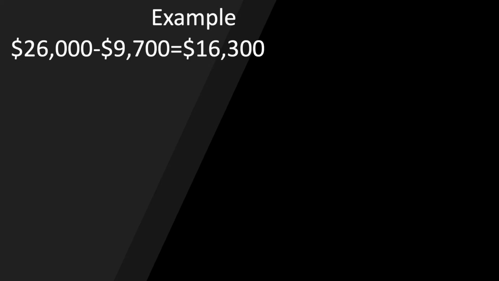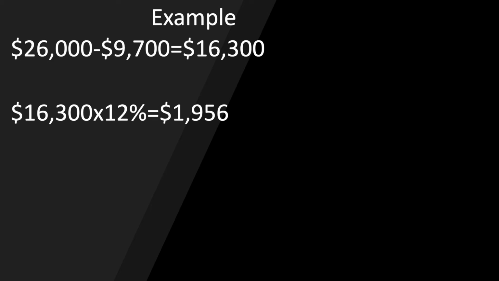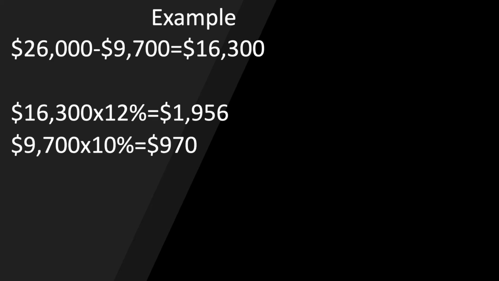Then we multiply that amount by 12% to get $1,956. Then we multiply the remaining $9,700 by 10% to get $970. Now we add our amounts together to get $2,926 total tax.